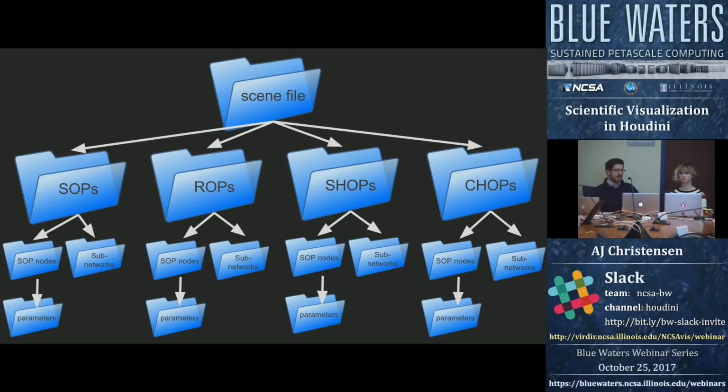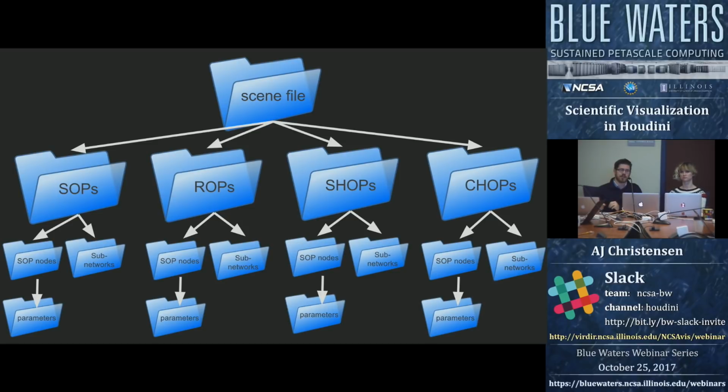So what they call the top level of these are these capital letter acronyms that may look confusing at first. Here in the graphic I have SOPs, ROPs, SHOPs, and CHOPs, and what those stand for are surface operators, rendering operators, shading operators, and channel operators. And there's a handful of other ops as well.